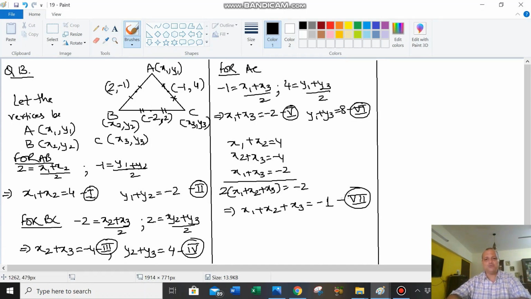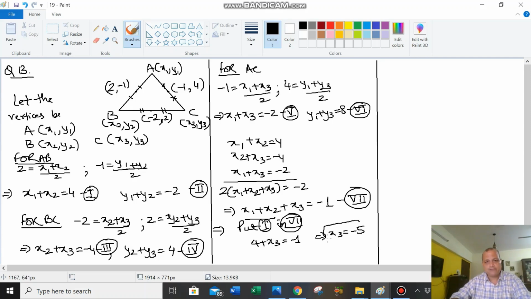Now I substitute values of some equations here. Let's try. x1 plus x2 as per equation 1 is 4. So put 1 in 7 and I get 4 plus x3 is equal to negative 1, which means x3 is equal to negative 5. Perfect. So put x3 is equal to negative 5 in, let's say, equation number 3 and I get x2 plus negative 5 is equal to negative 4, which means x2 is equal to negative 4 plus 5, that's 1.